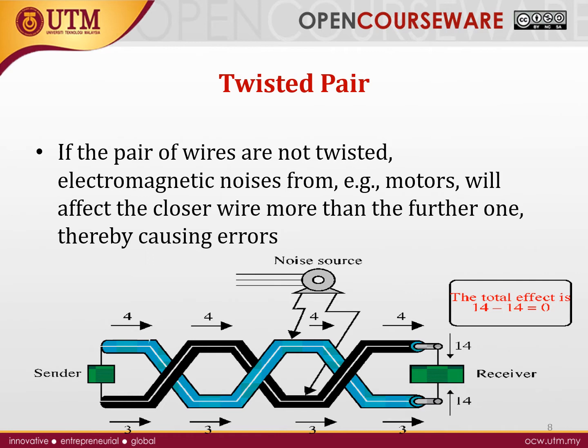And why do we need this kind of twisted pair? Why is it twisted? Because if it's not twisted, it's going to create something like electromagnetic noises. For example, motors will affect the closer wire more than the farther one. In the picture, we can see the sender going to send the data, and here is the receiver at the end of the picture. While if it's not twisted properly, it's going to cause some noises that might affect the data rate.